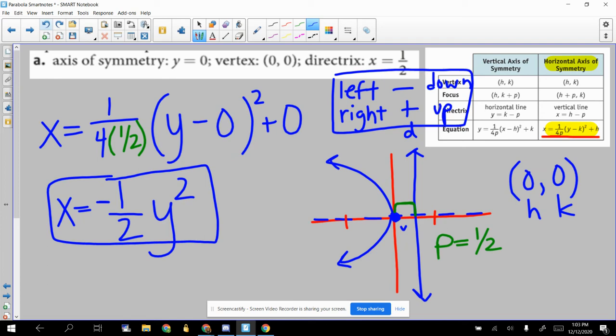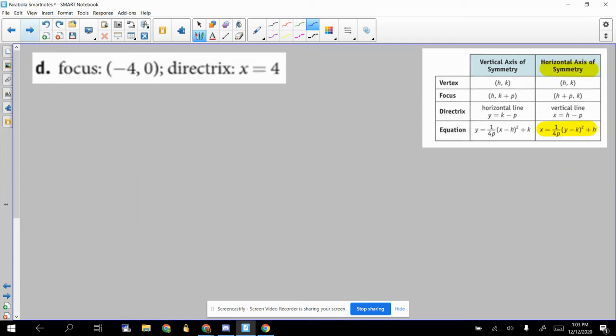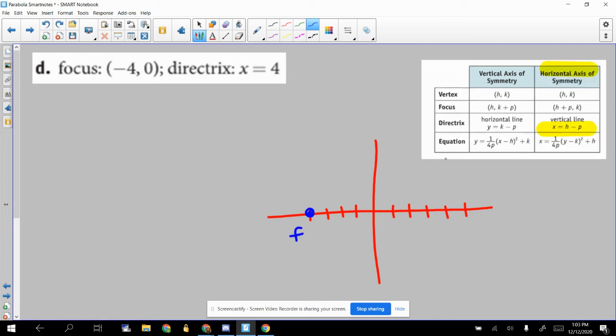All right. Cool. Let's try one more. Let's go ahead and try part D. And in this one, it gives us a focus and a directrix. So our focus is at negative 4, 0. And our directrix is at x equals 4. All right, so negative 4, 0 is our focus. Directrix is at x equals 4.